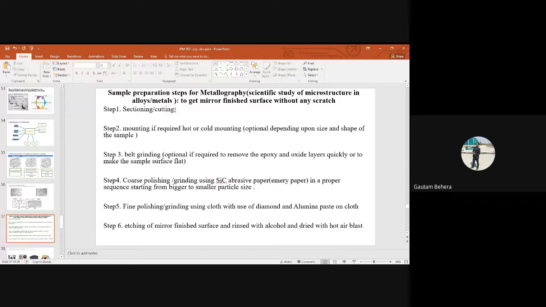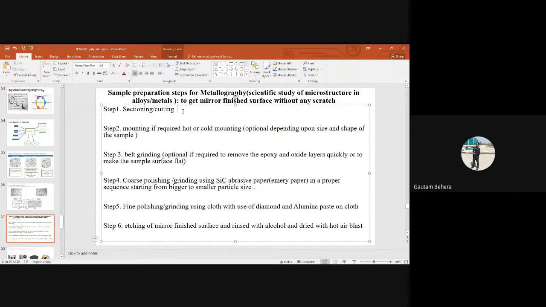Sectioning or cutting. What is sectioning and cutting? The sample size may be very big, right? So we cannot put that big sample under a microscope. We need to cut it. We want a very small size sample. A small size sample can reveal a lot of things. So that is called sectioning and cutting.